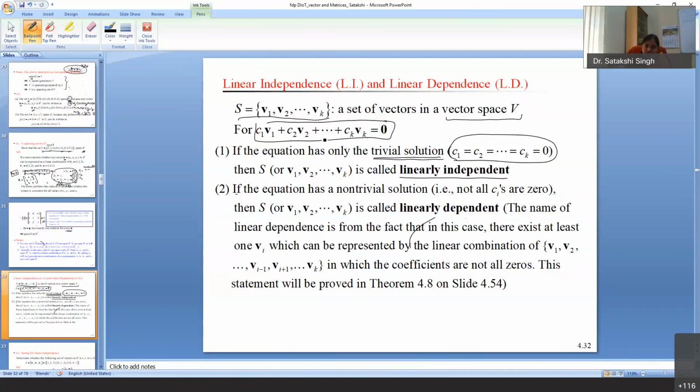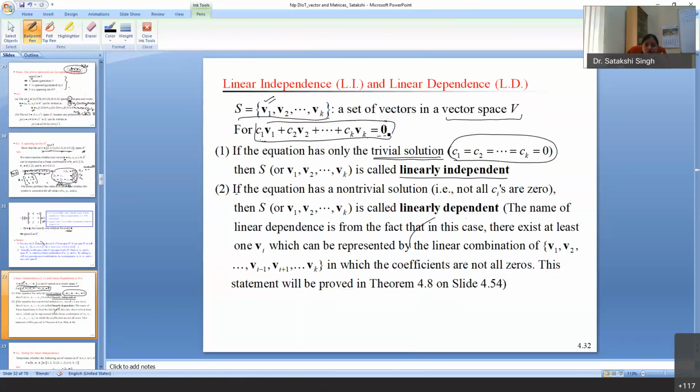So how will we find it? We will be given any set of vectors S. We will write their linear combination. Linear combination, you know how to write by choosing some arbitrary scalars C1, C2, up to Ck, writing this combination C1 V1 plus C2 V2 plus up to Ck Vk, and putting it equal to the zero vector.